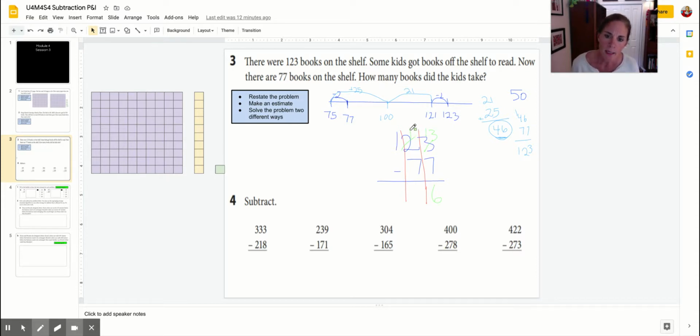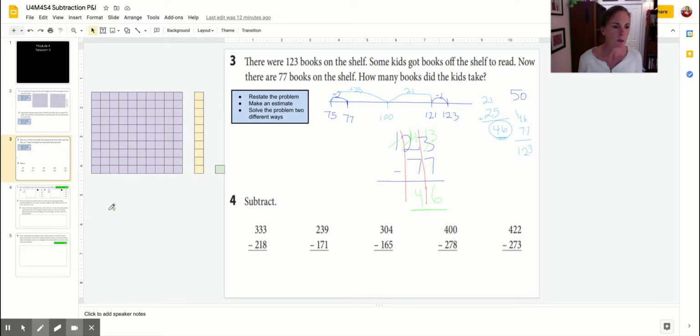I can't take 70 away from 10, so I'm going to have to take this 1. So that means we can take this 1 out of the column and give it to here. So it's 110 minus 70. Well, let's see, 7 plus 4 is 11, so 46. We got the same answer. All right, feeling pretty good about that. Did it twice, got the same answer.